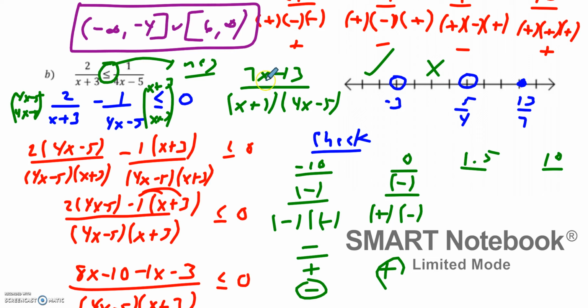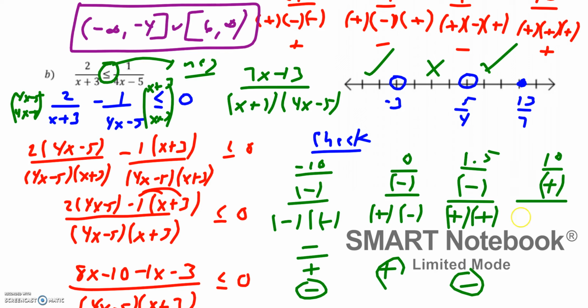For 1.5, 7 times 1.5 is going to be less than 14, so this result is going to be negative in the numerator. 1.5 in the denominator is positive. 1.5 here is also going to be positive. So negative divided by positive is a negative result, which means this works. For 10, positive in the numerator, positive in the first part of the denominator, and positive here. Positive divided by positive is positive, which does not work.